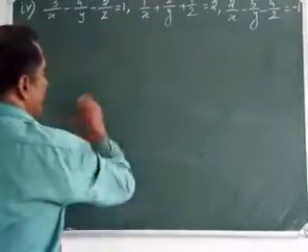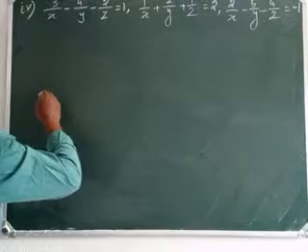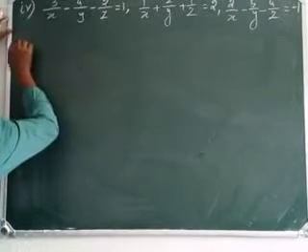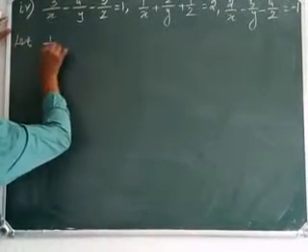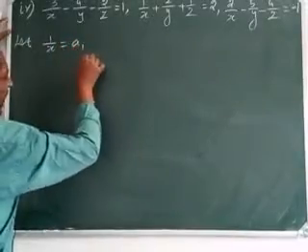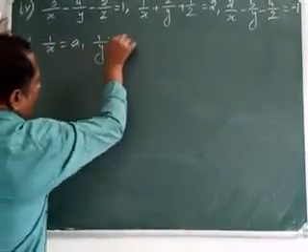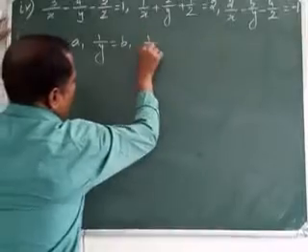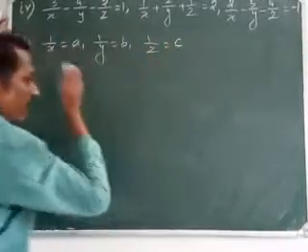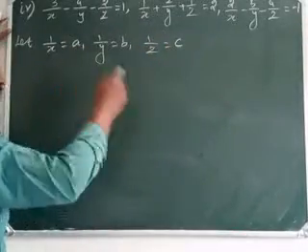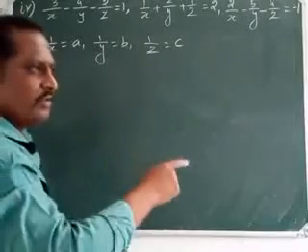Okay, variables are constant denominator. How to solve using Cramer's rule? First, let 1 by x be equal to the variable a, 1 by y equal to the variable b, 1 by z equal to the variable c. Variables are constant numerator now. We have to use Cramer's rule method.